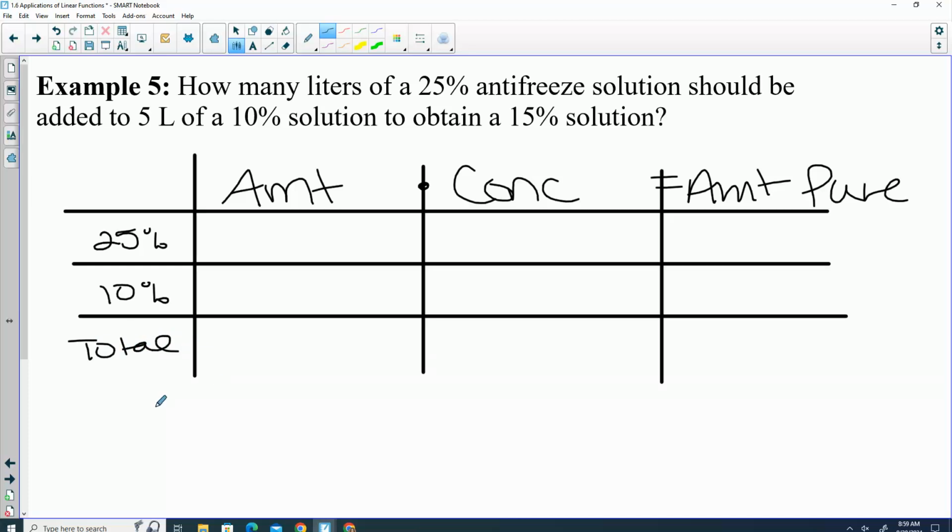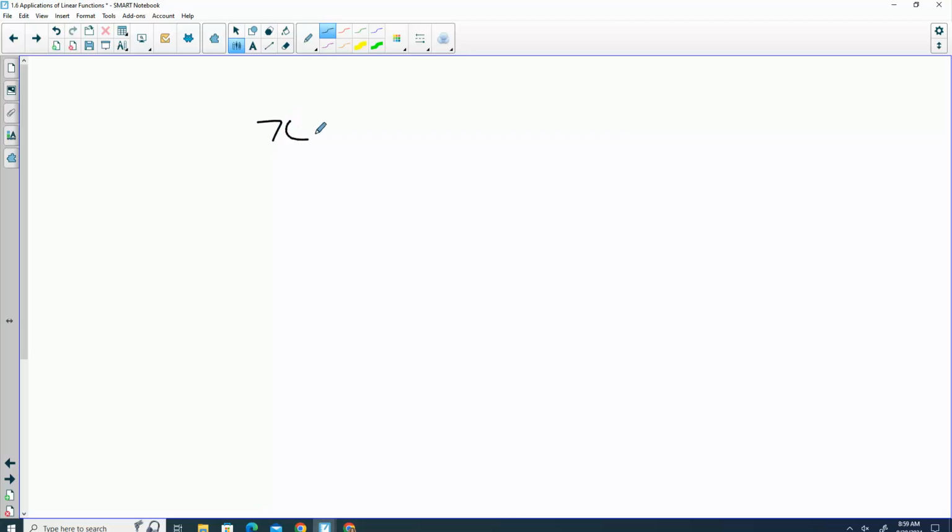You can actually get this without even reading the problem. If I just look at my percents, your total has to fall in between the other two. So you're going to mix your highest and lowest concentration to get something in the middle. For instance, if you had a problem and you saw a 70, a 24, and a 6, which one would have to be the total? 24, because it falls in between the other two.